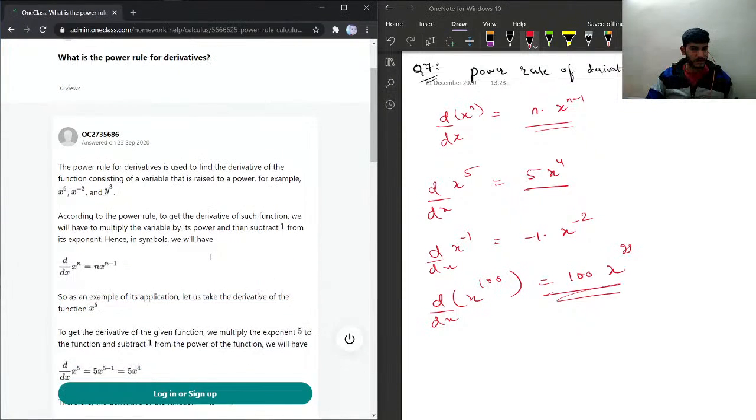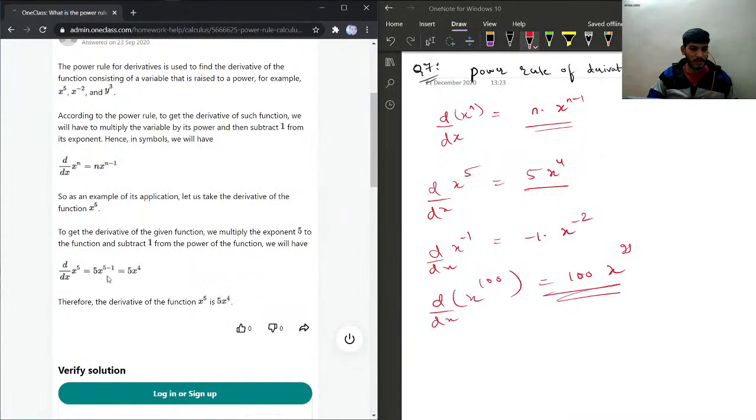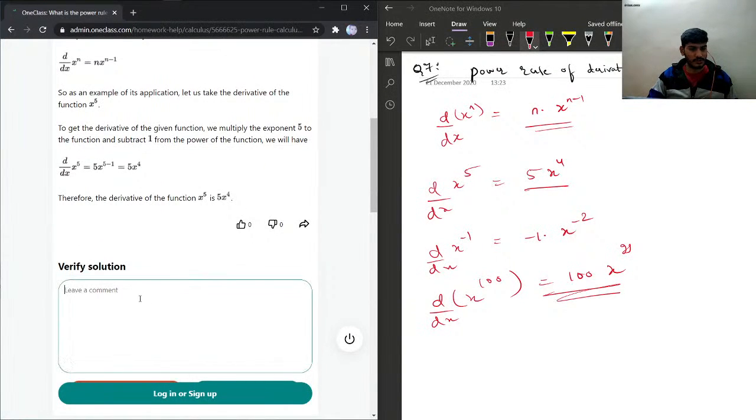And let's look at the solution given by Junior Tutor. So the power rule for derivatives is used to find the derivative of the function consisting of a variable that is raised to a power. For example, x power 5, x square inverse, and y cube. Then we have this formula and correct solution. So that is pretty much for the power rule, because there is nothing much for a power rule, and the power rule is basically the easiest rule of the derivatives. Correct solution, good work.